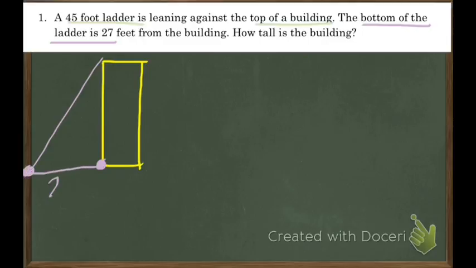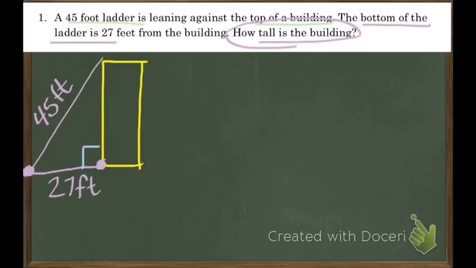So they're saying that this is 27 feet. They said our ladder was 45 feet long. And our question is, how tall is the building? Well, a right angle would be formed with the building and where the ground and the building meet. So that means straight across from here is going to be our hypotenuse.